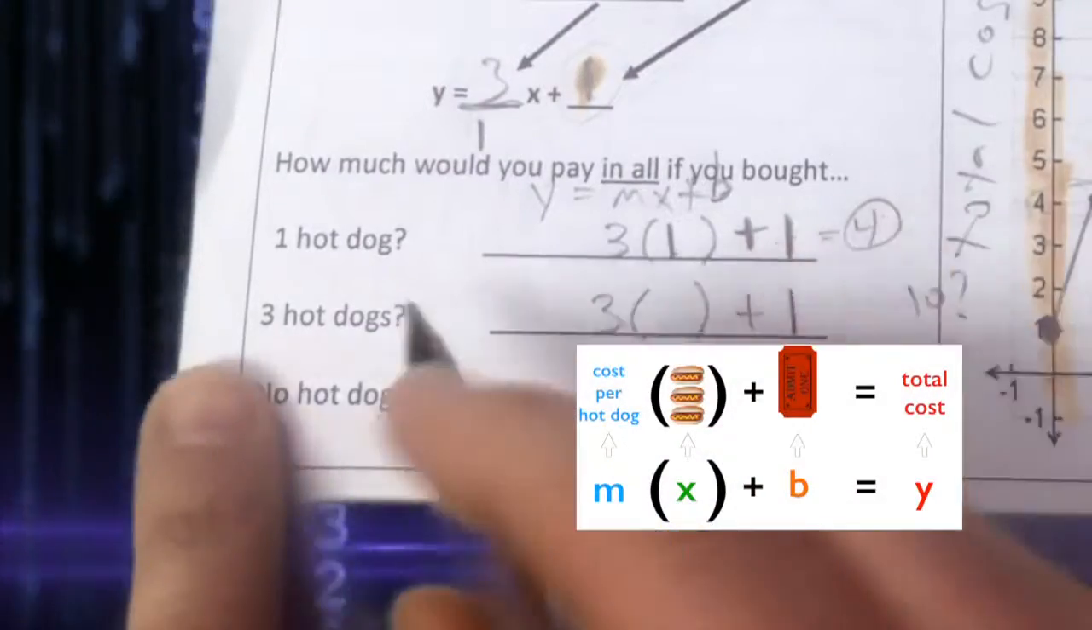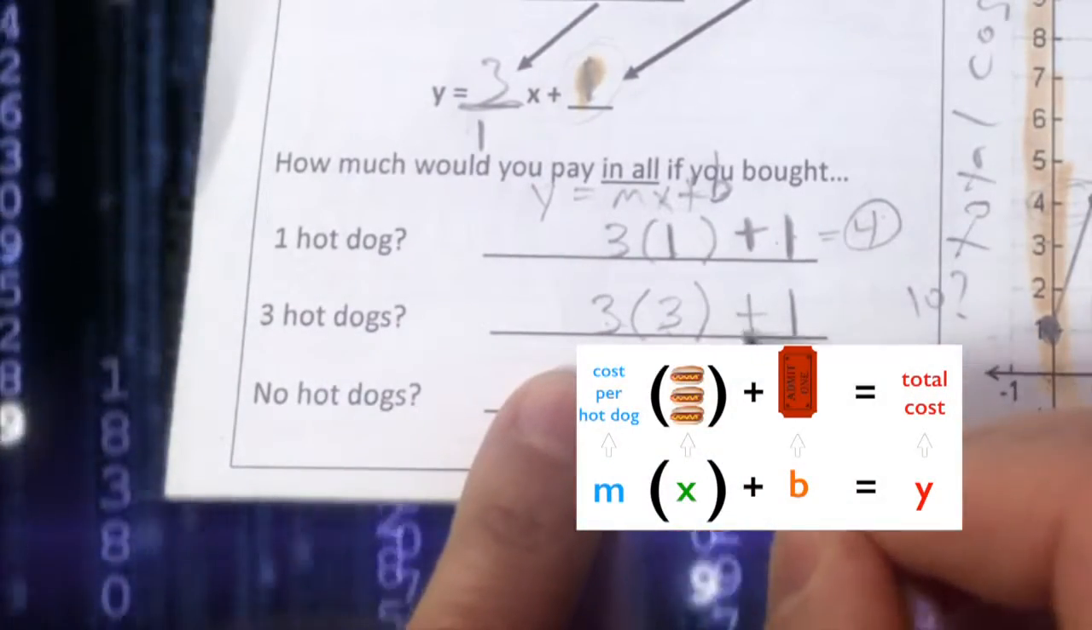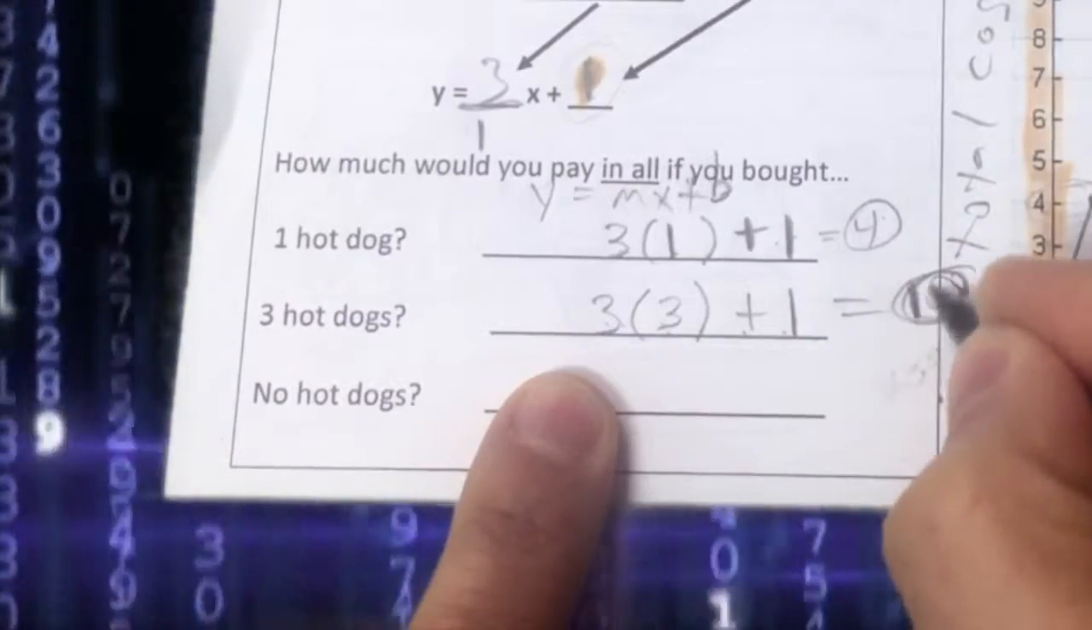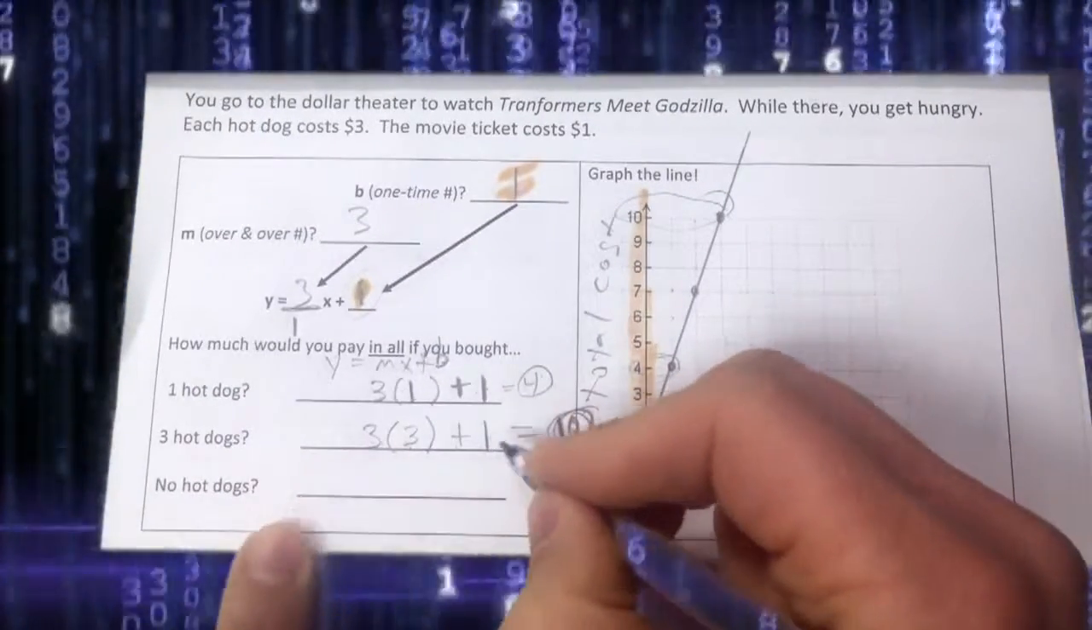3 times, and here's my independent choice, the number of hot dogs I buy. 3 times 3 is 9, plus 1, it is 10. So it works. It works looking at the line, and it works doing it in the equation.